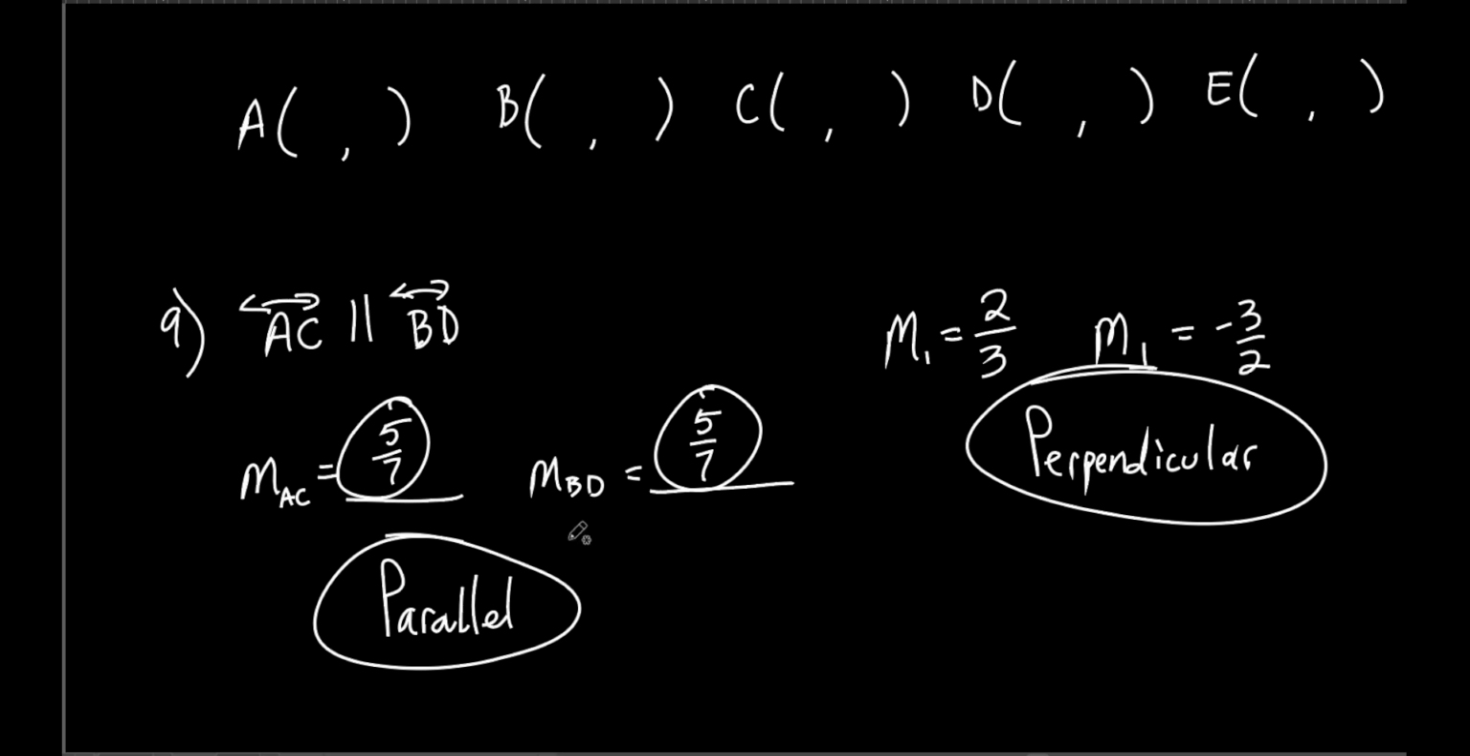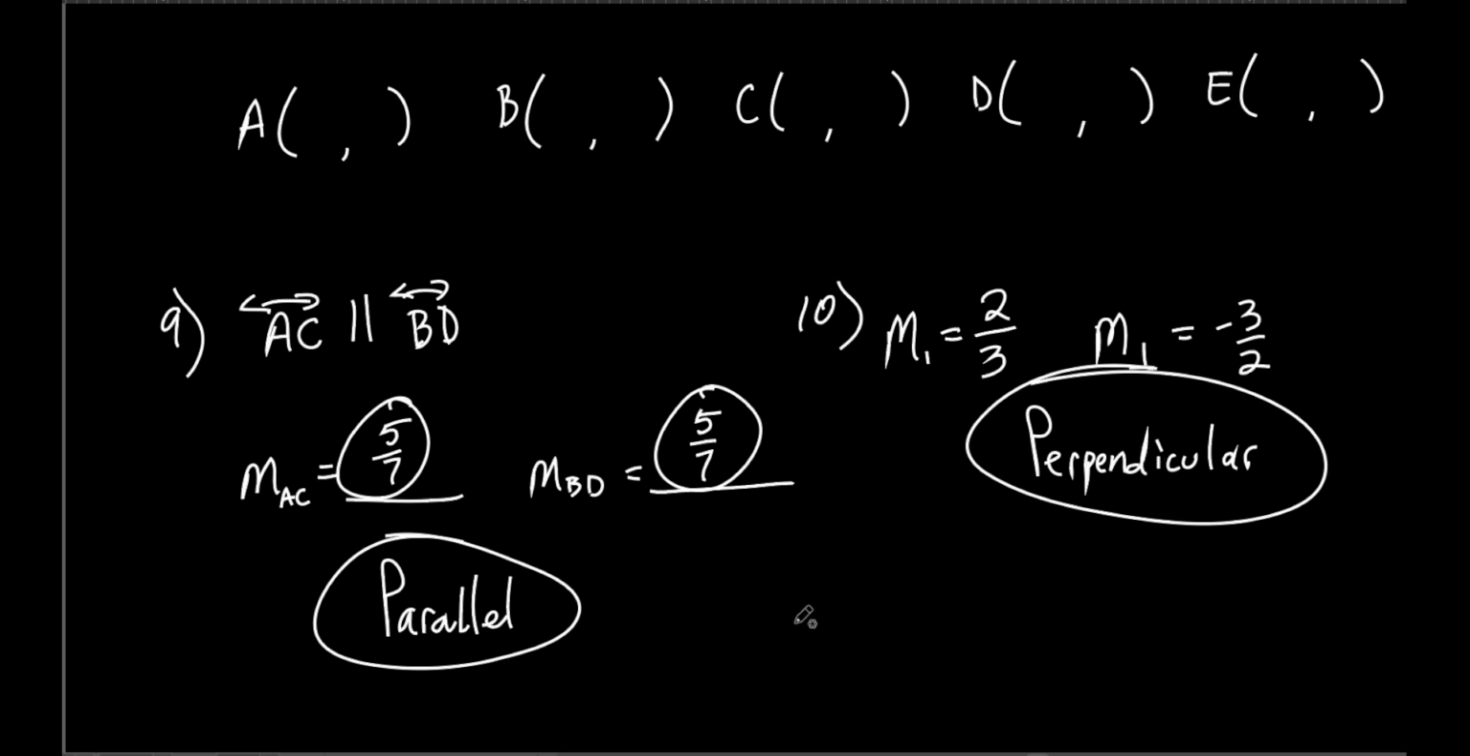So I'll tell you right now, there's 3 choices. You got parallel, perpendicular, or neither. I'll tell you right now that 9 and 10 will not be the same answer, okay? So if this is parallel, that's not going to be parallel. If this is perpendicular, that's not going to be perpendicular.